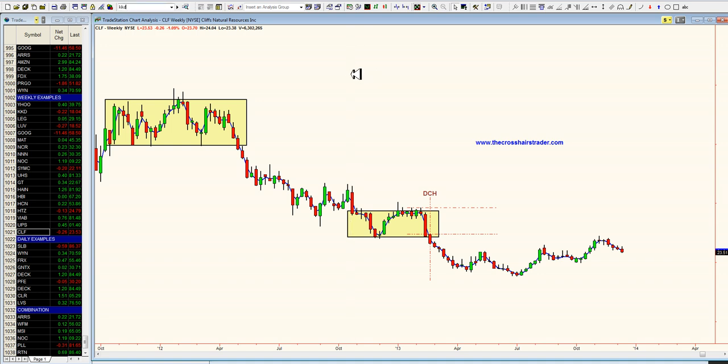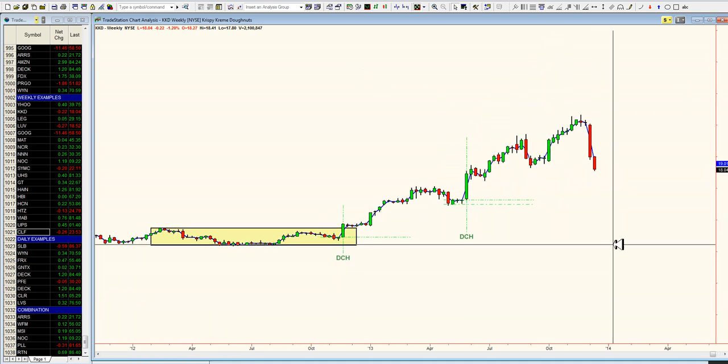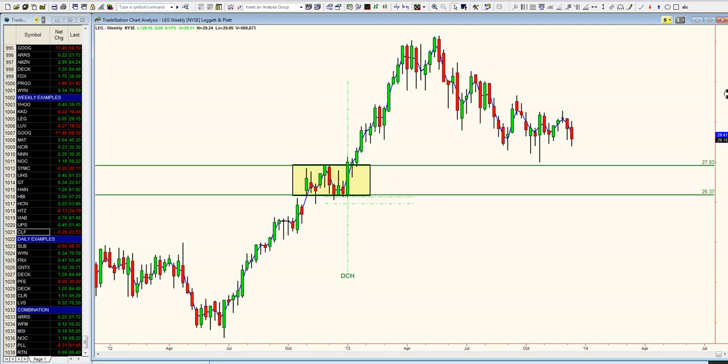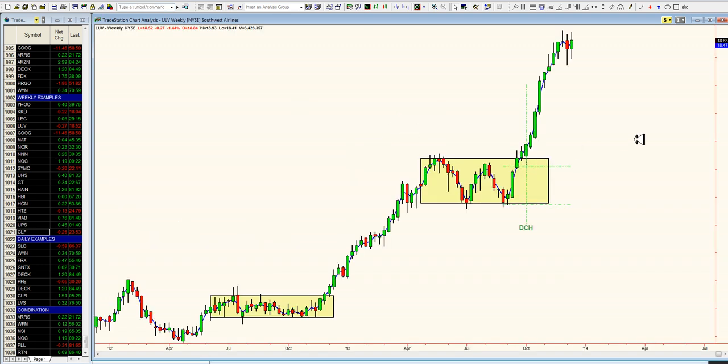Let's take a look at a few more here that we just went through, and you can see the signals where they fired in these boxes. KKD actually fired a few signals in this trend. You can see where it had the box that we discussed and then broke out, and then we had another breakout in the trend on KKD. LEG, you know, had that nice move up, consolidation, then fired the DCH for the breakout. LUV, same thing.